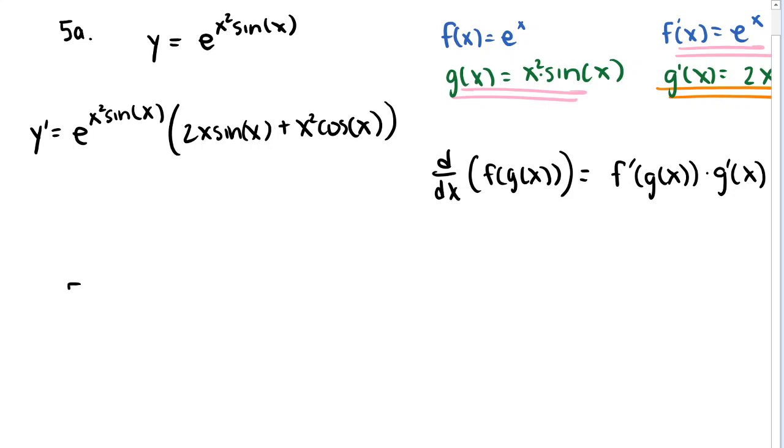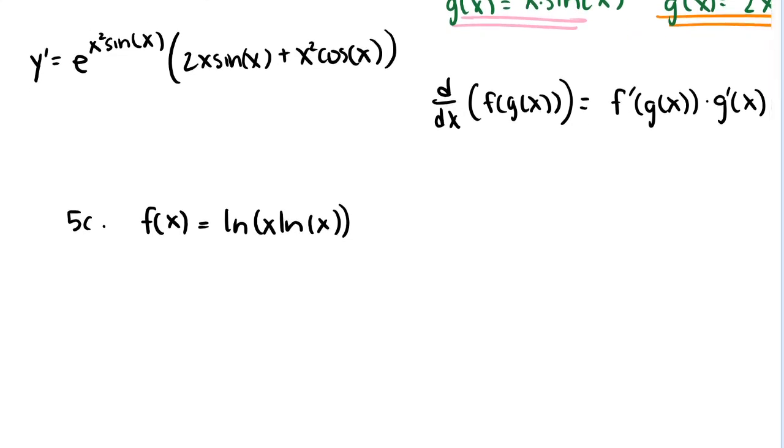Okay, what about 5c? So 5c, we're given the function f of x is equal to ln of x times ln of x. And so again, we have some inside and outside function. Right? So here's my outer function, ln of x. My inside function is x times ln of x.